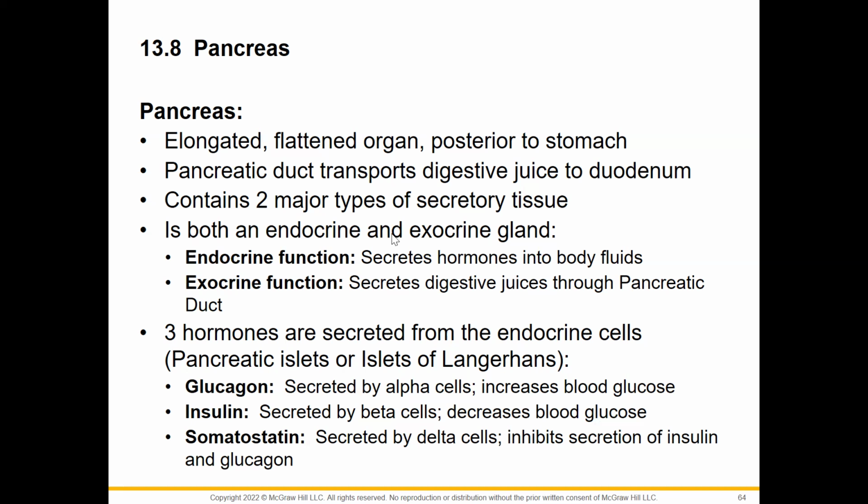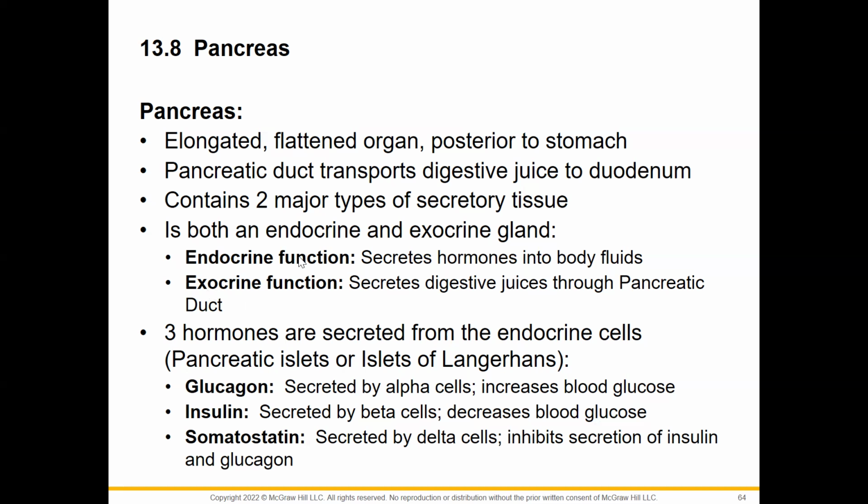There are two major types of secretory tissue, two types of tissues that produce some type of product to be secreted. The pancreas is an endocrine gland and an exocrine gland. This is part of the reason why it's important to remember the definition of endocrine and the definition of exocrine.